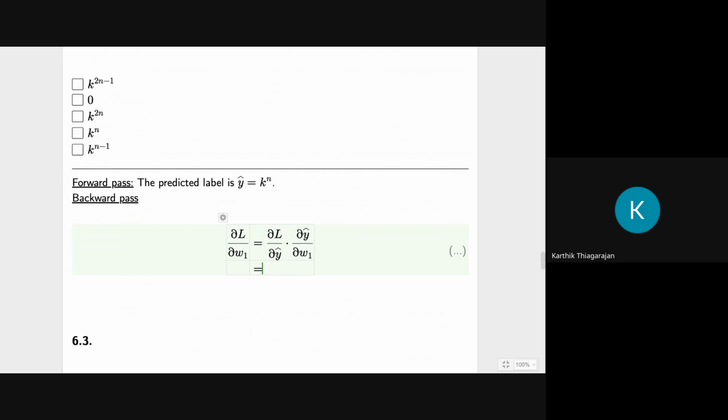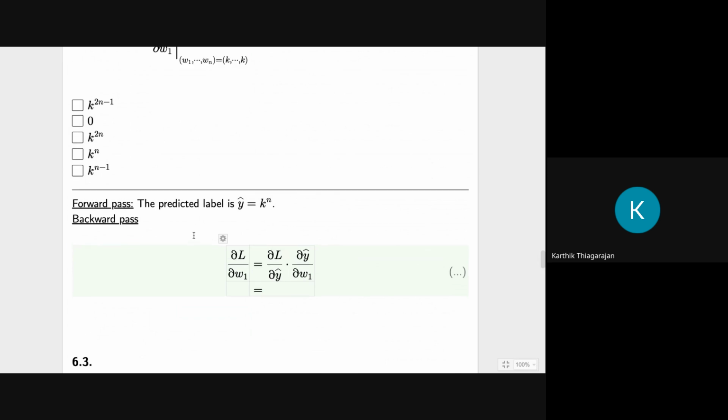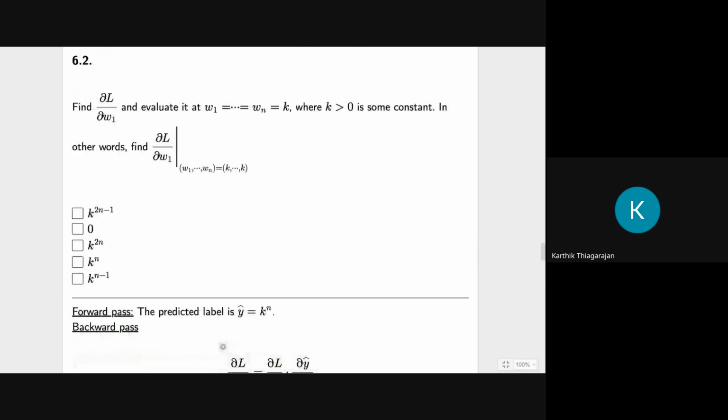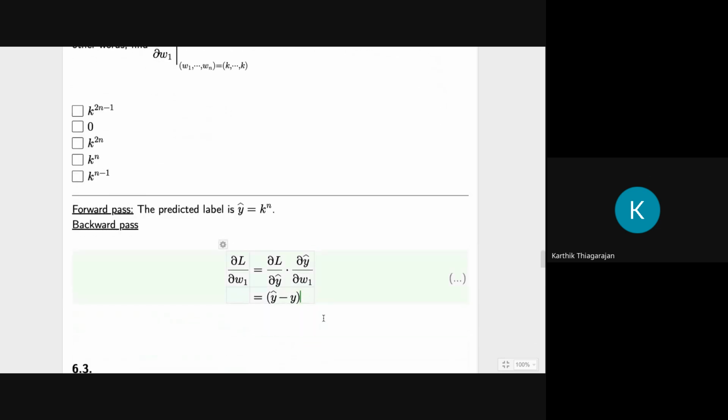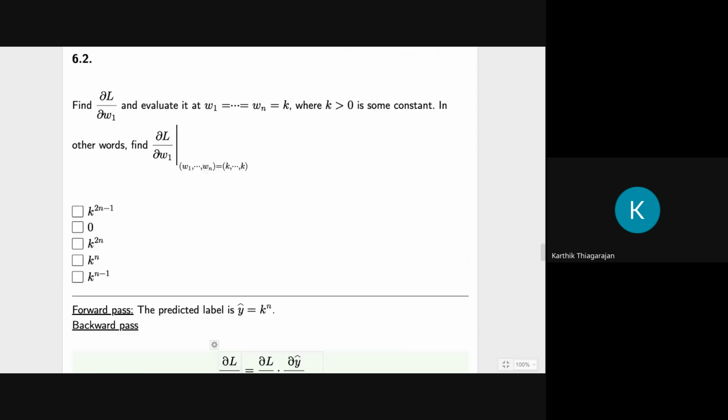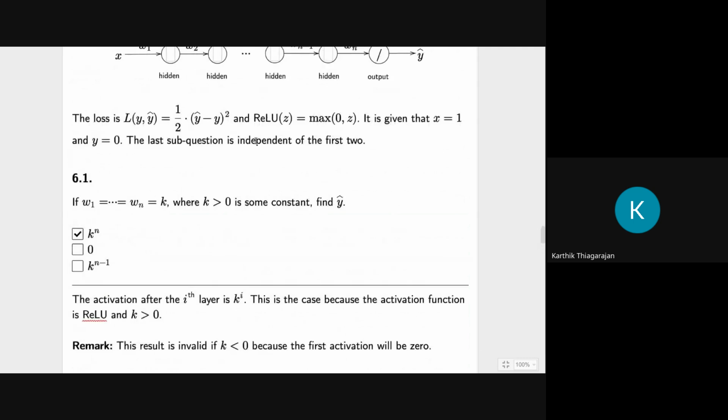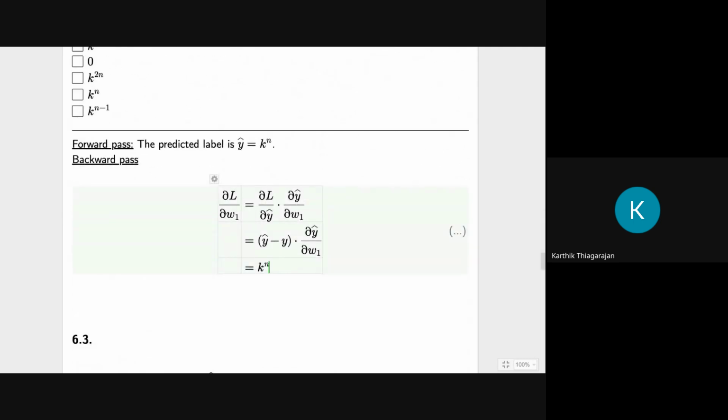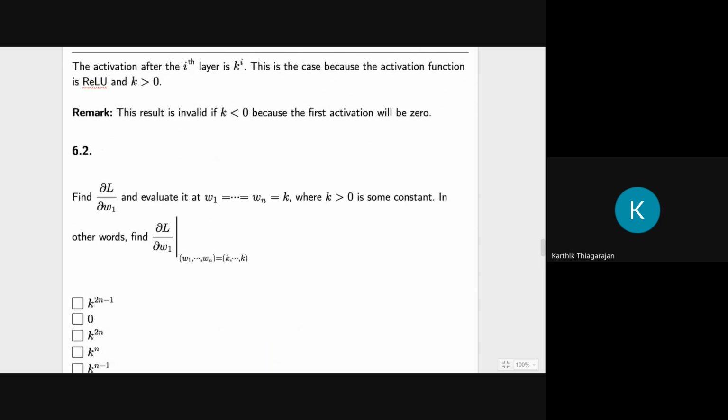For the first step, dou L by dou y hat, even if I wake you up from sleep, you must tell me that this is y hat minus y. You have done that so many times. It's just half y hat minus y whole square. If you differentiate, you will get this. And then you are left with dou y hat by dou W1. Conveniently, this is k power n, because y hat is k power n and y is 0. So you don't have to do any computation there. You just replace that with k power n.